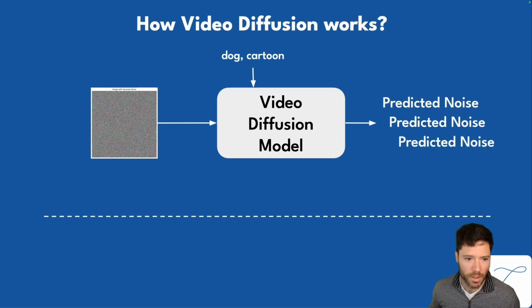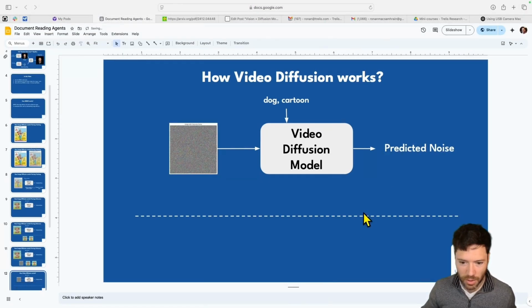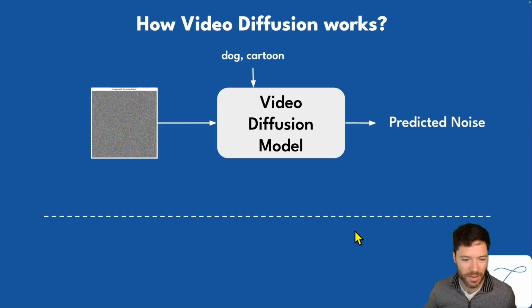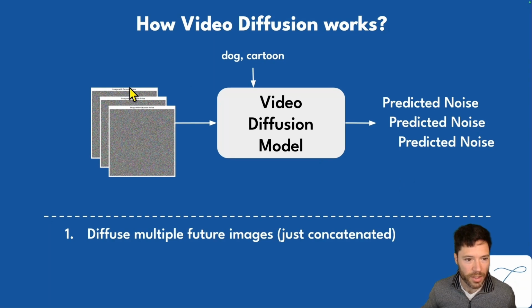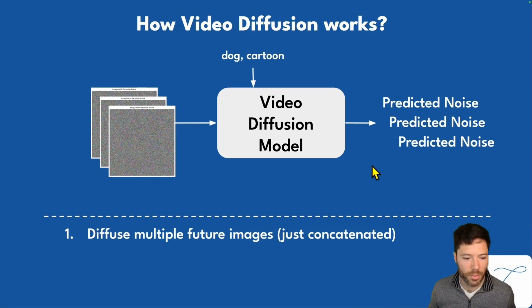So instead of diffusing out one image, as we do in image diffusion, and sorry, I've repeated the word there. You see now why I did that. Instead of doing this as you do in image diffusion, you will pass in multiple noisy images, and they will represent time steps. They'll represent frames in the video, and you will predict the noise for 3 subsequent frames. So this is the main improvement to get from image diffusion to video diffusion.